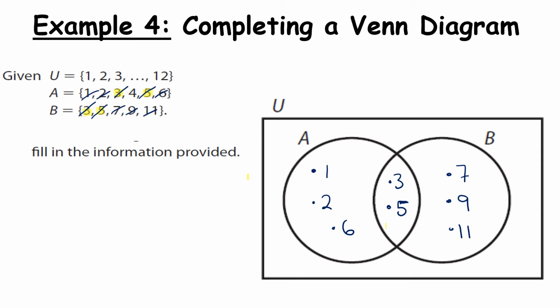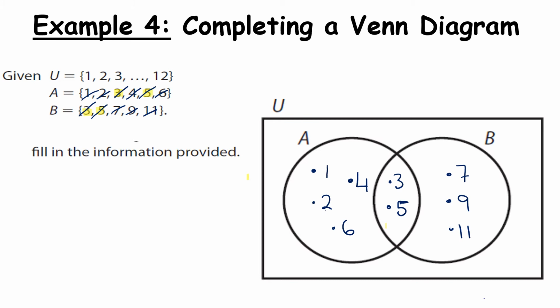We need to look at the universal set. So the universal set are the numbers 1 to 12. So we need to make sure that we've included all the numbers 1 to 12. So we have 1, 2, 3, 4. Oh, I actually left out my 4. Even when you're crossing it off, be careful. So actually there's a 4 that belongs in here, in A.